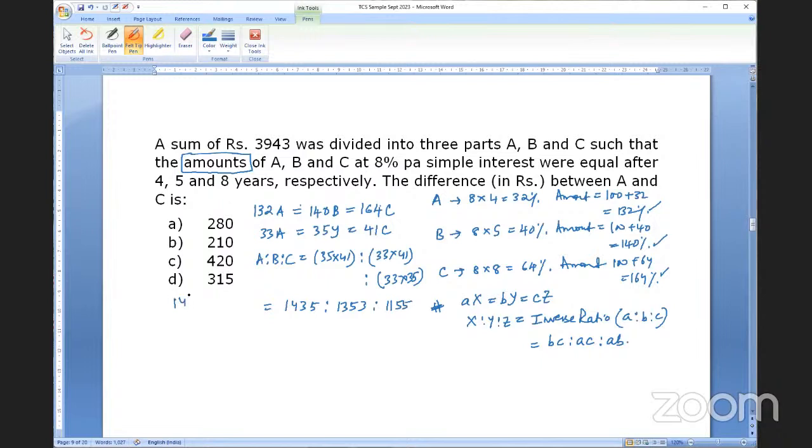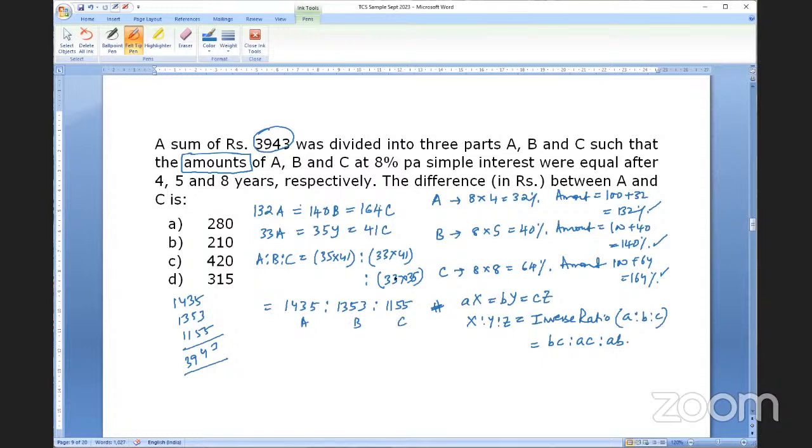Now, if I add all these components, let's see what we get. Bingo. If we add all the three components, it is coming to 3943. And that is what is given. That means these are nothing but the actual parts. This is part A, this is part B, and this is part C.